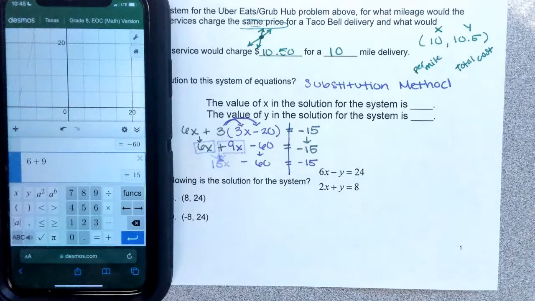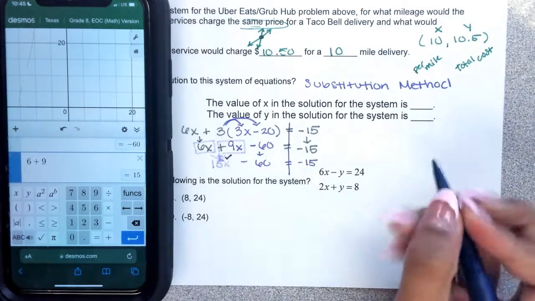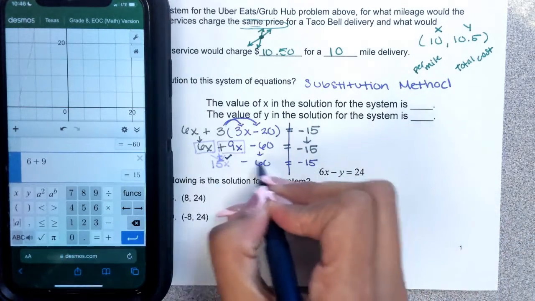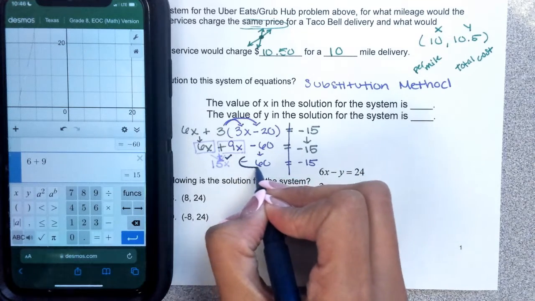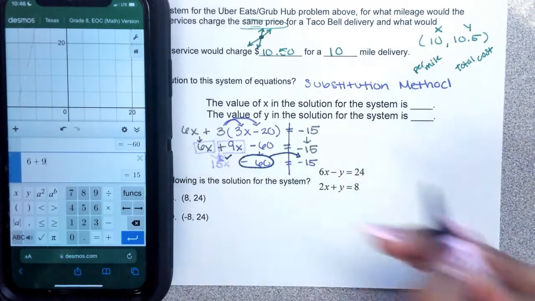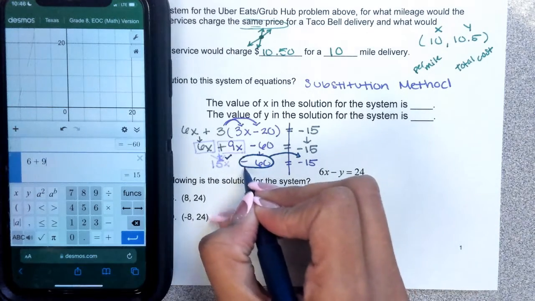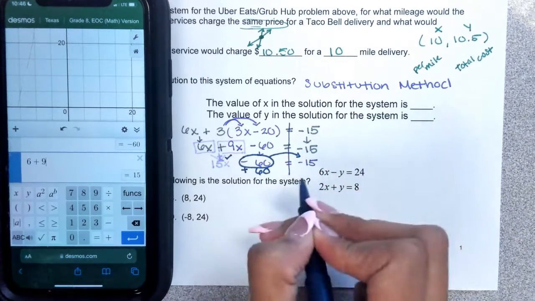So next, I want to keep x over here on the left side, so keep it there. I want to move everything else around it, starting with the most outer layers. So negative 60 needs to move to the other side. How do I move a negative 60? Positive 60. So we're going to add 60.